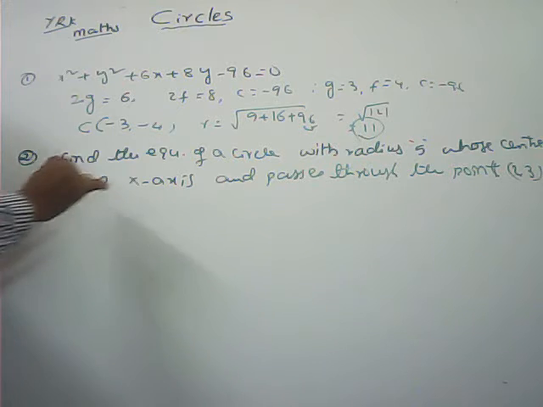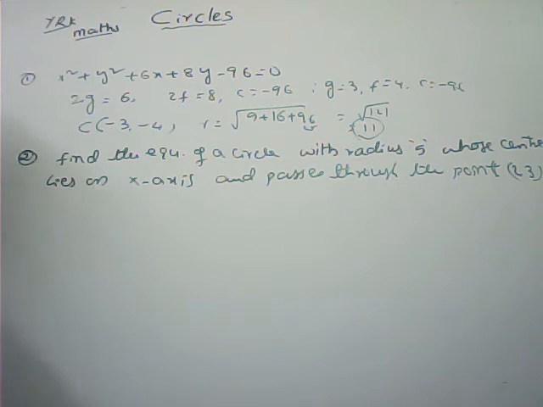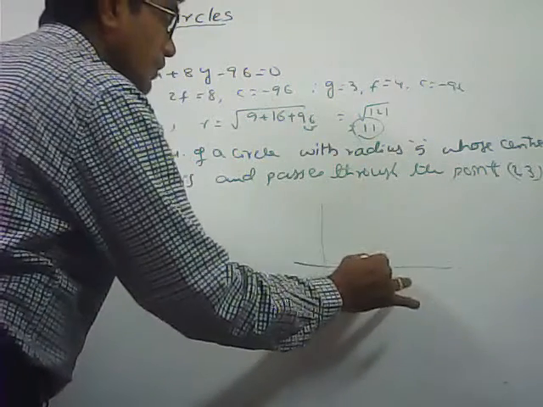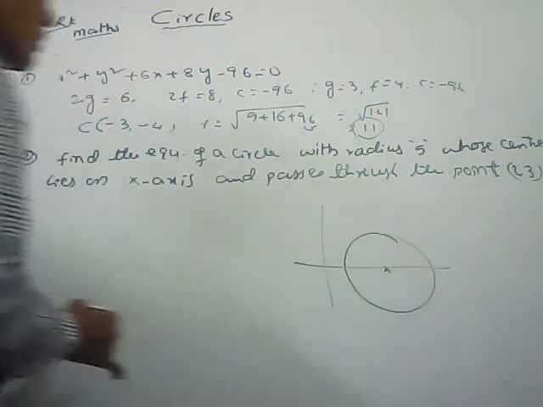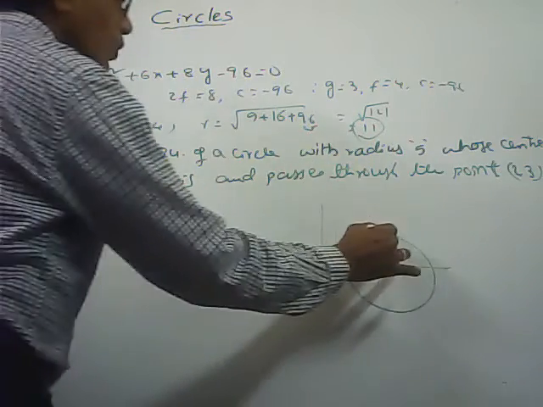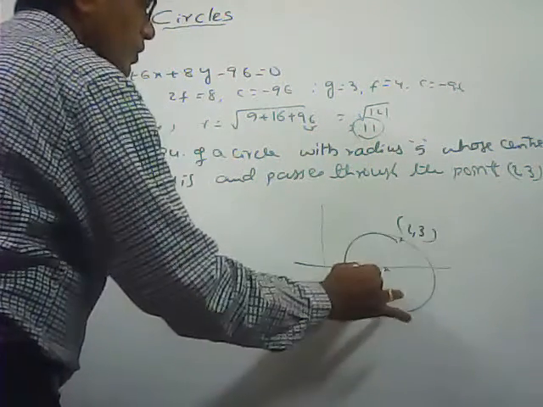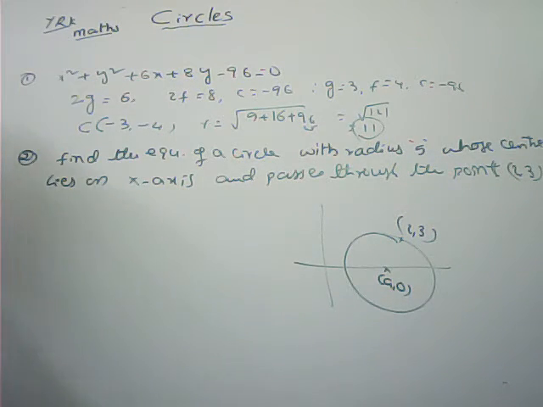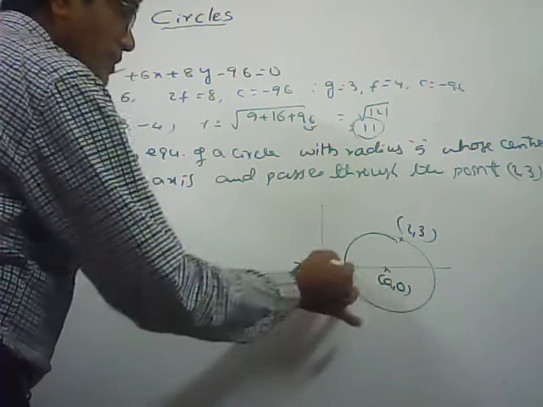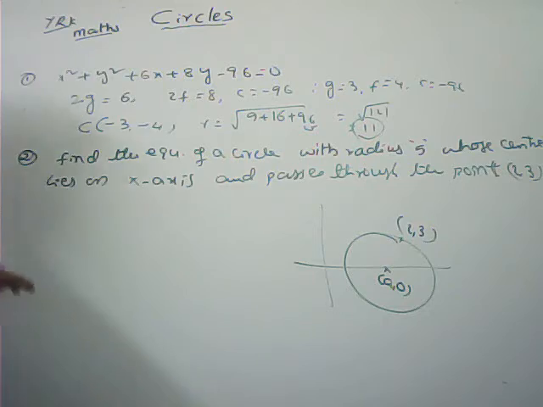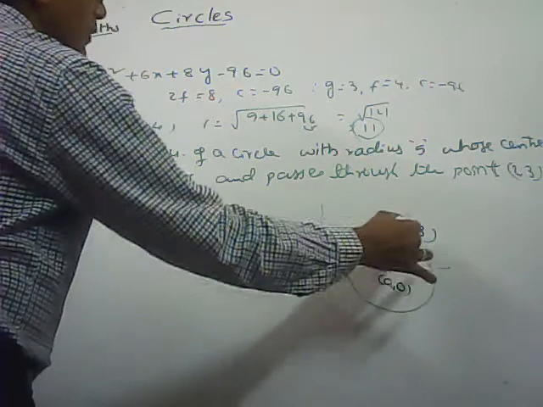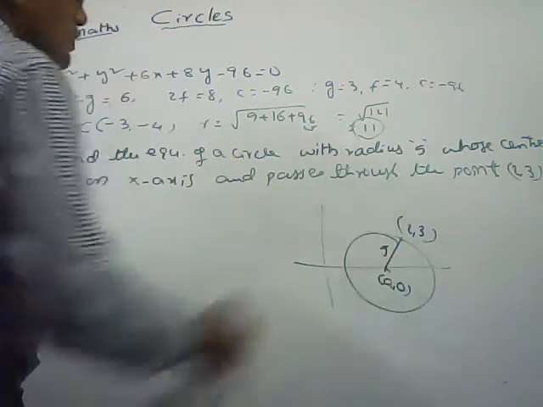Here, find the equation of the circle with radius 5, whose center lies on the x-axis and which passes through the point 2, 3. Any point on the x-axis is in the form a, 0, since the y coordinate should be 0 on the x-axis. So I am taking the center as a, 0, and the distance between these 2 points, the center and the point 2, 3 on the circle, is the radius.